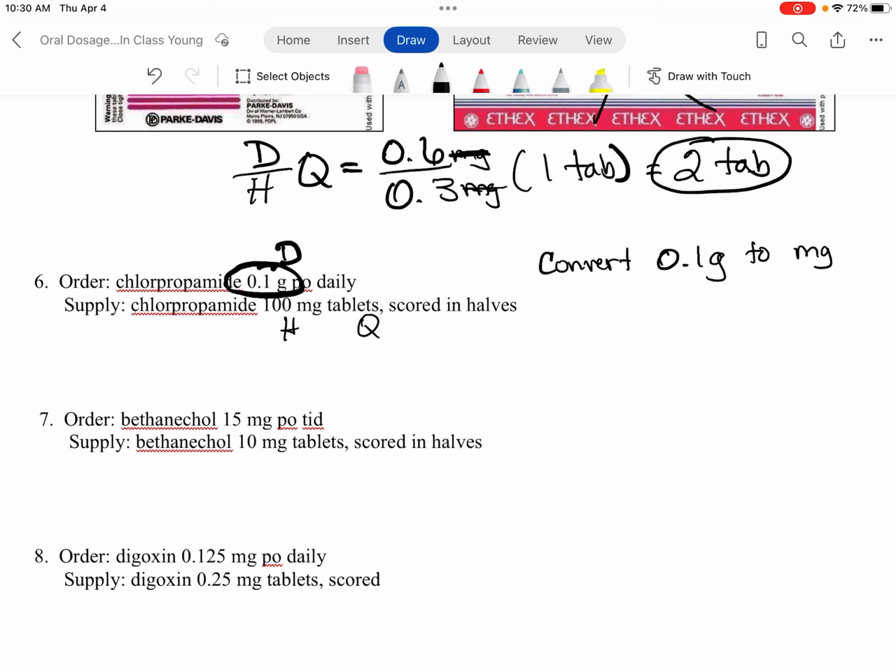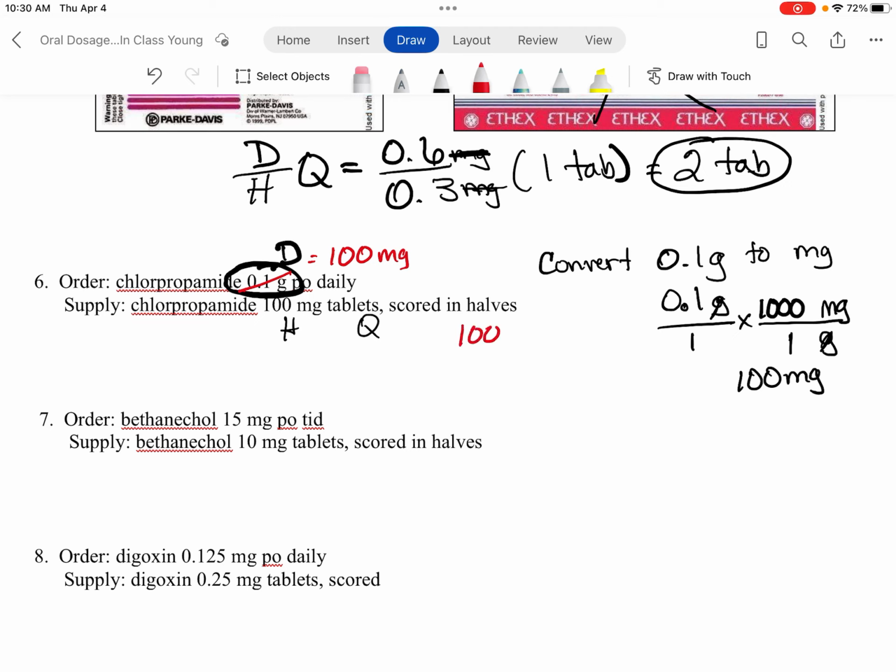because then you're not dealing with decimals. So to convert the 1 gram or the 0.1 gram, that always goes on top. Since I have grams on top, grams has to go to the bottom, so they'll cancel and leave me with milligrams. So we know that 1 gram is 1,000 milligrams. So then my grams cancel. 0.1 times 1,000 gives me 100 milligrams. So then my desired becomes 100 milligrams instead of the 1 gram.